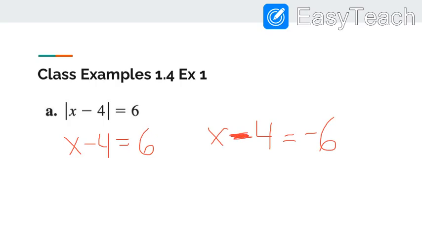Alright, so then we just solve for x in both cases. The one on the left, we'd add 4 to both sides, and we get x is equal to 10, and then the one on the right, we would add 4 to both sides, and we would get x is equal to negative 2. So our 2 solutions here are x equals 10 or x equals negative 2. Notice when I got rid of my absolute value signs, I only changed the number on the right. I didn't change the stuff inside the absolute value.